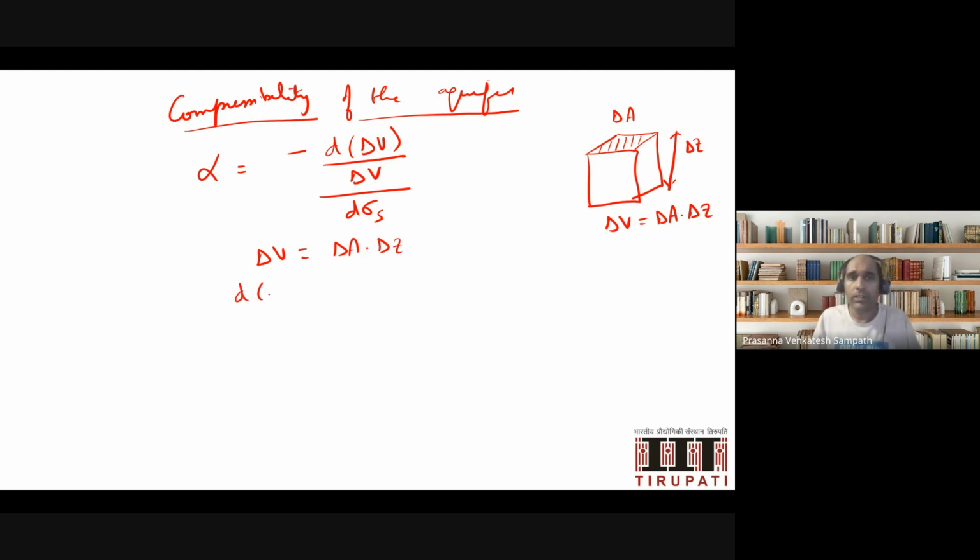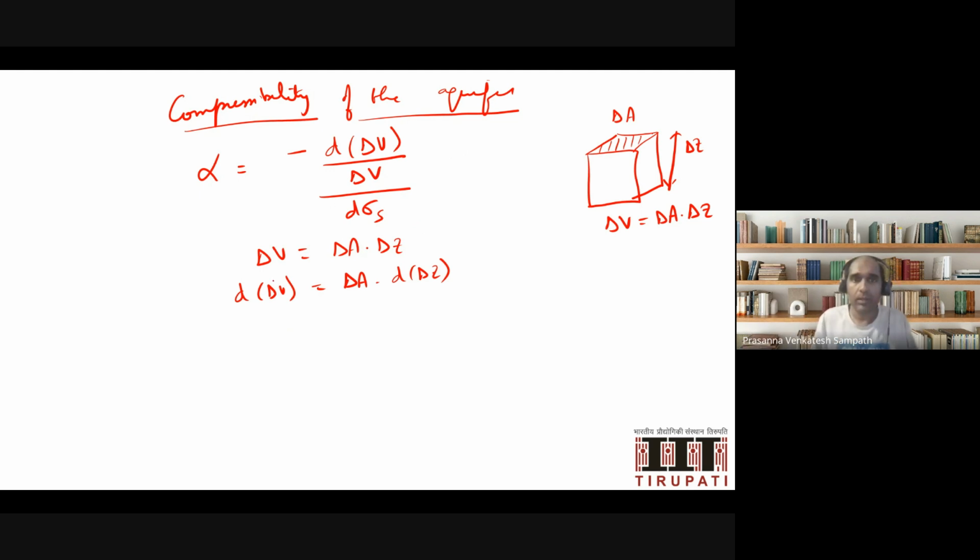Now I'm going to differentiate this. So d delta V equal to delta A times d delta Z. So what we are assuming here is that when this compression happens, the plan view cross-sectional area of this box does not change, only delta Z changes. If it gets compressed, it happens due to a reduction in the delta Z, but delta A does not change at all. Okay, that's the assumption that we're making.